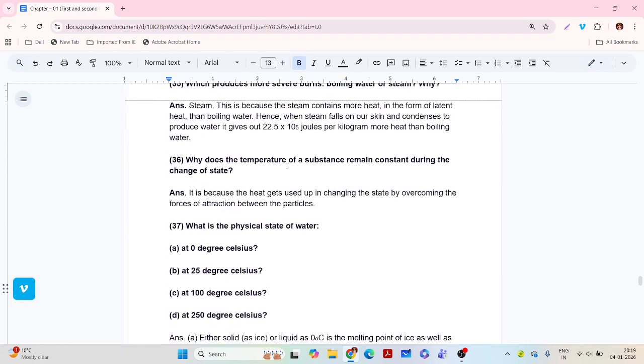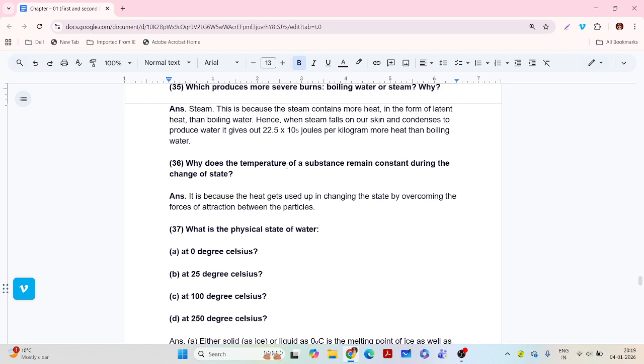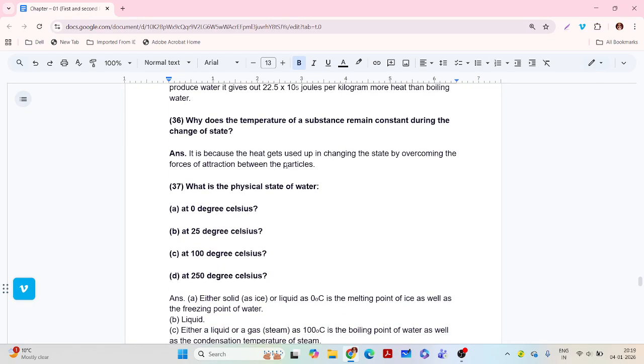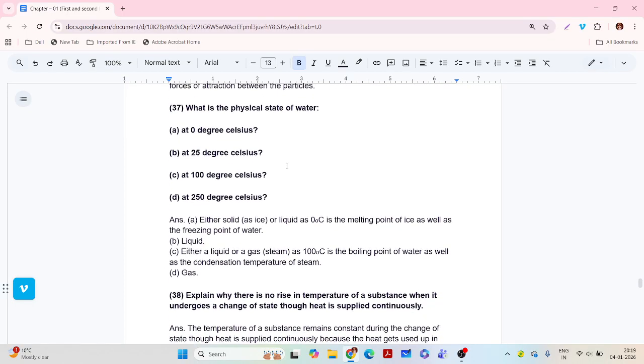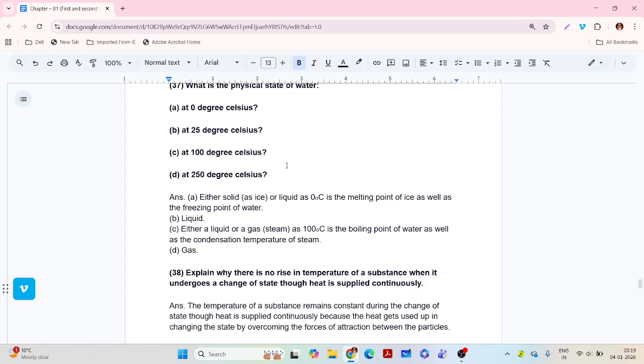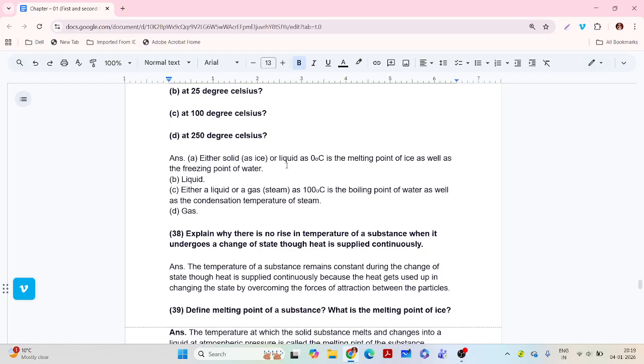What is the physical state of water at 0 degree Celsius? Either it will be ice or liquid. At 25 degree Celsius it will be liquid. At 100 degree Celsius, either steam or boiling water. At 250 degree Celsius, steam. Explain why there is no rise in temperature of a substance when it undergoes a change of state, though heat is supplied continuously. It is going to overcome the forces of attraction. That's why the temperature of a substance does not rise.